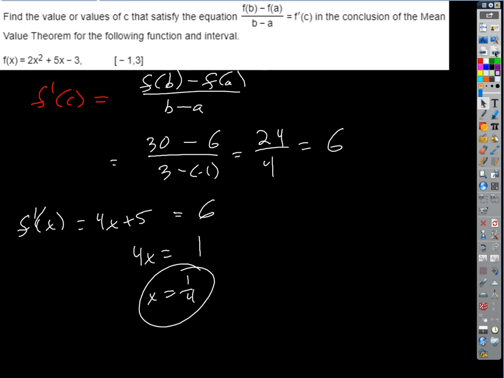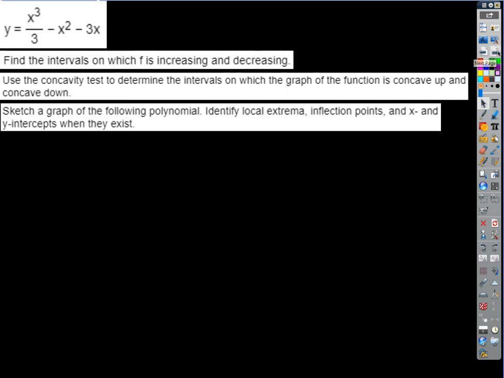All right, okay, last couple. So something like this. This is the stuff that's going to, in a way, be probably the most familiar because we've been doing a ton of this. Right? This is just table stuff. Find the intervals on which the function is increasing and decreasing. Use the concavity test to determine the intervals on which the graph of the function is concave up and concave down. Sketch a graph of the function. So this would be best done and most easily done with just probably a table, right?